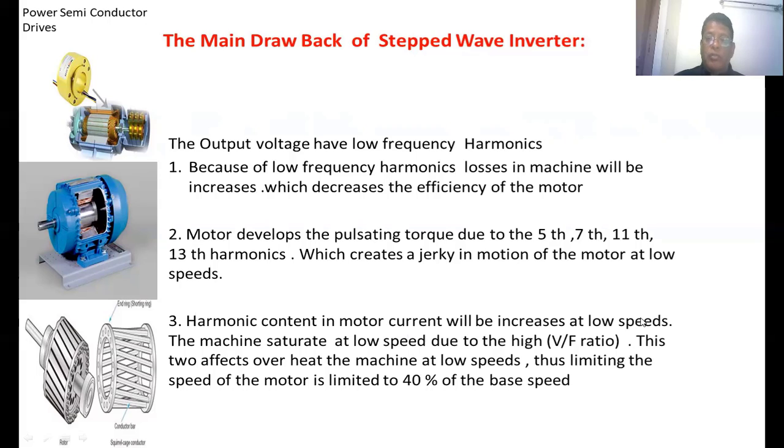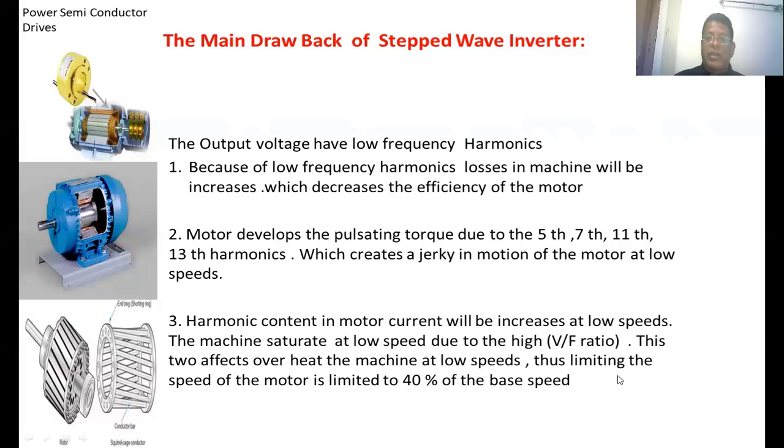Harmonic content in the motor current increases at low speeds. If you want to run the motor at low speeds, you have to apply less voltage, and the frequency also will be lower. So the harmonics in the motor current will be more. The machine saturates at low speed due to the high V by F ratio. These two effects overheat the machine at low speed, thus limiting the speed of the induction motor to 40% of the base speed.